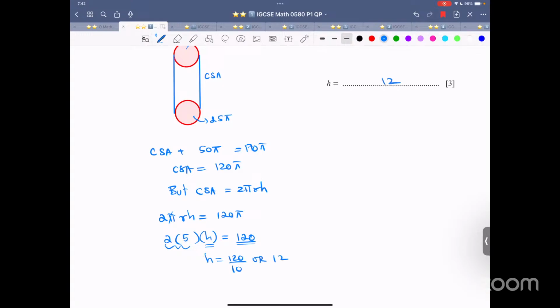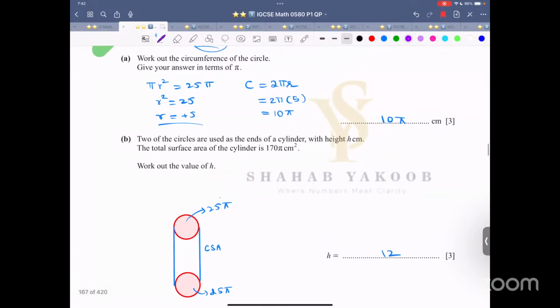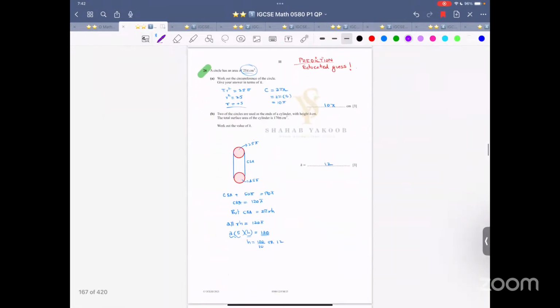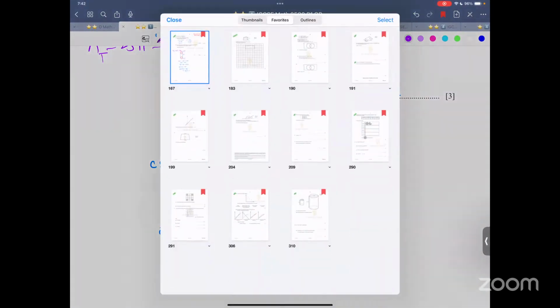So H is 12. So now what I should have done is that since I'm scrolling it up and down, that thing is skipping out. When you are doing it on paper like this, you have everything. So you should write over here, area of the top is 25 pi. That is also area of bottom, so that you don't mess it up. Got the idea? So that is the first question that I did.